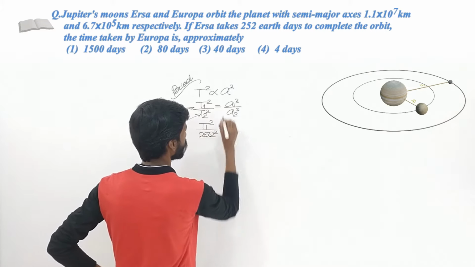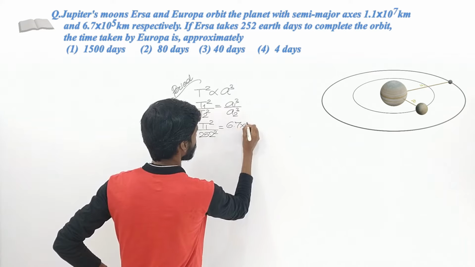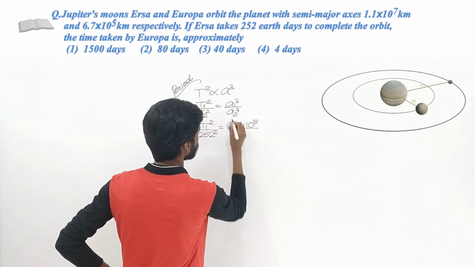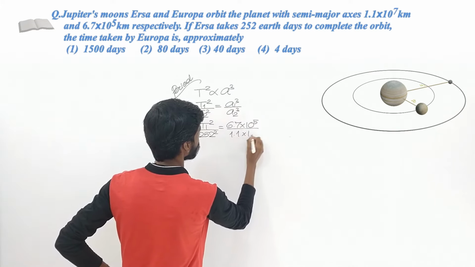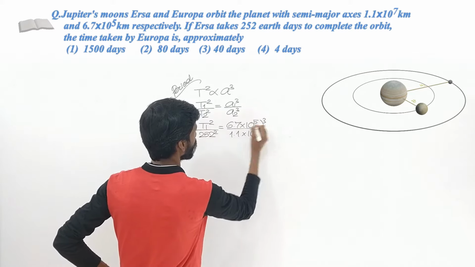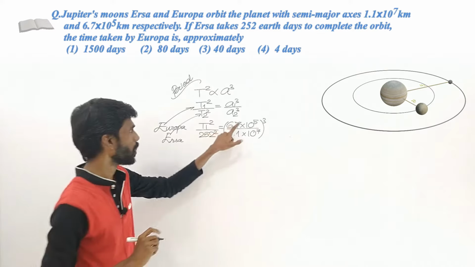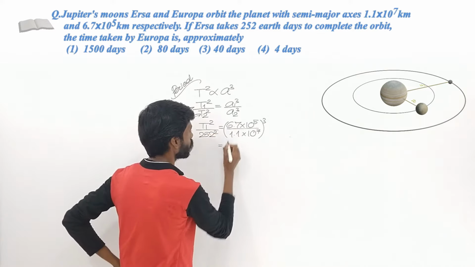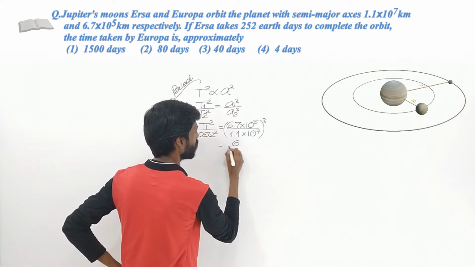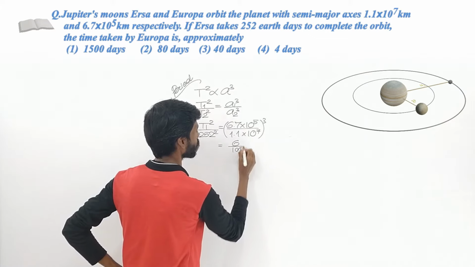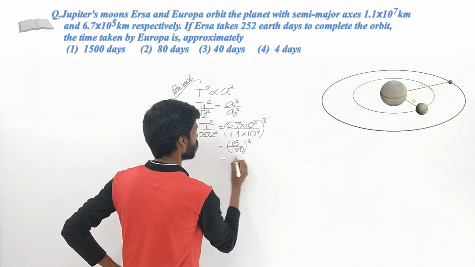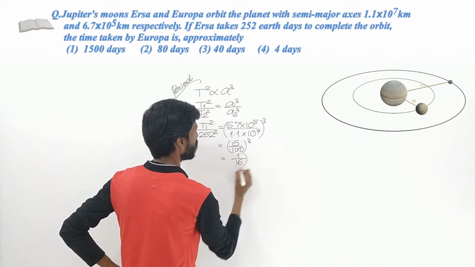So that must be equal to, this A1 is 6.7 times 10 to the power 5 divided by, this is 1.1 multiplied by 10 to the power 7 cube. Okay, so let me do some approximate calculations here. So 6.7 divided by 1.1, so this is approximately 6 divided by 100 cube. Take the approximate value 1 by 16 cube.